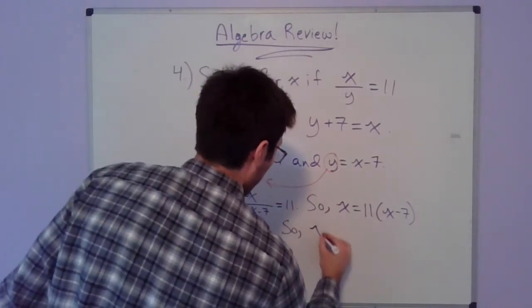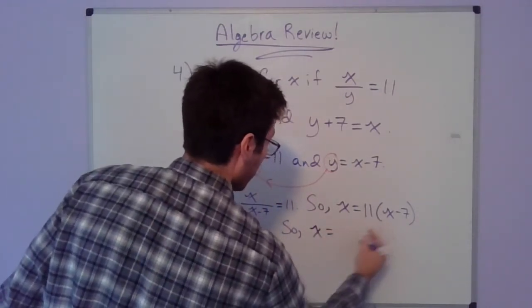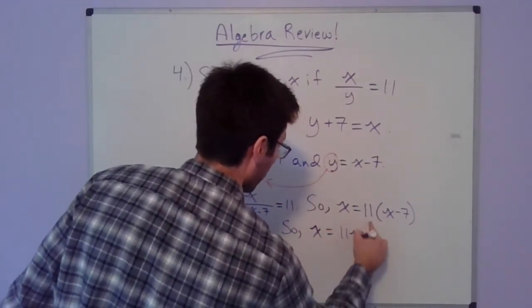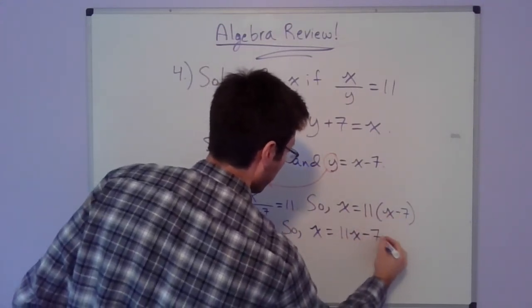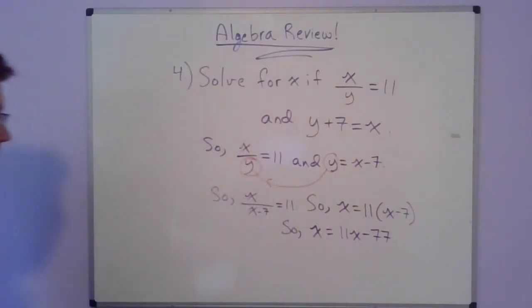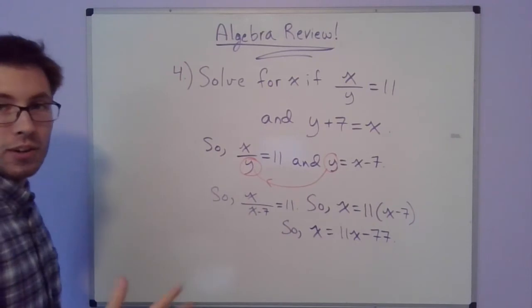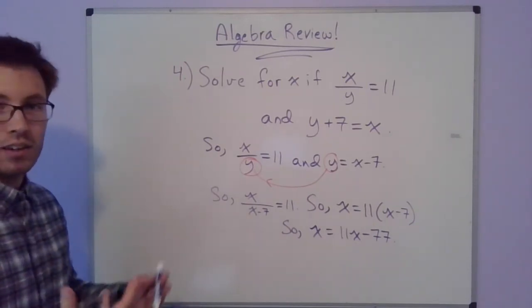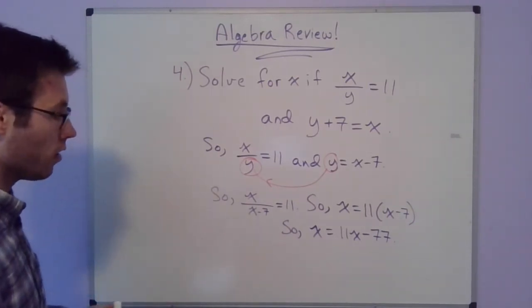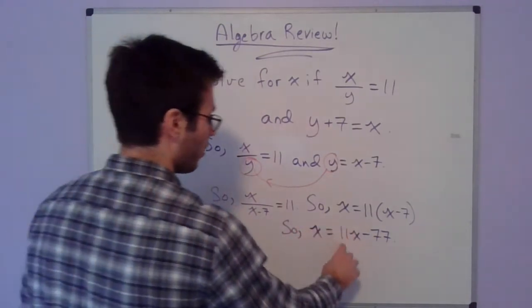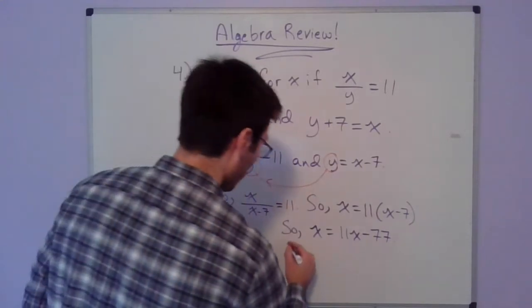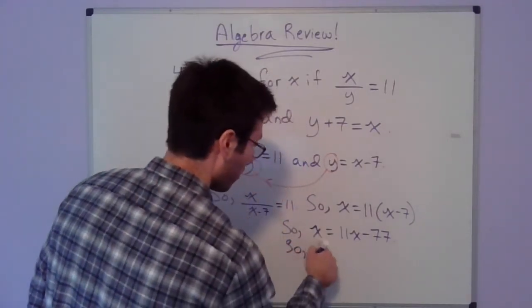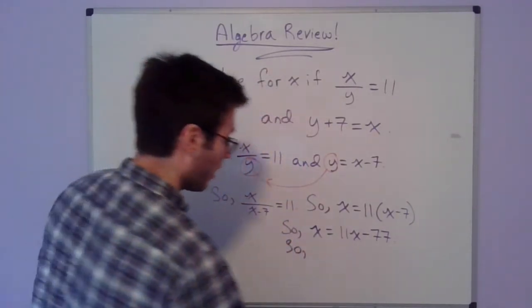So x is equal to 11 times x is just 11x. 11 times 7, don't forget the minus sign, minus 77. Now, for some reason, what I always do, and I don't know what this is as far as the process goes, I always try and keep the term right next to the x positive. It just makes it a little easier for me. I don't know why. But so I subtract x on both sides. I get 10x.